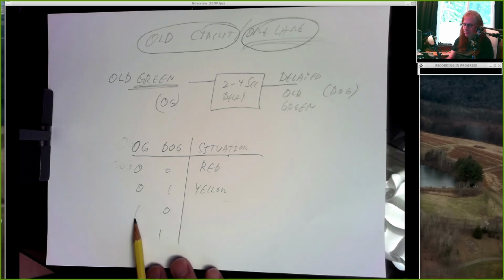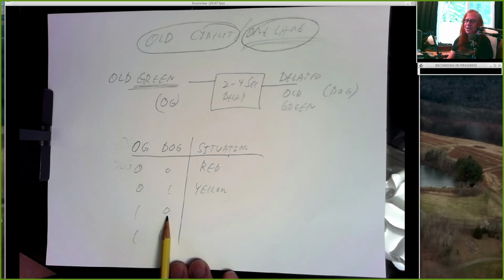If I have permission to go, but 2 seconds ago I did not, what color should my light be? I've got permission right now, but 2 seconds ago I did not.